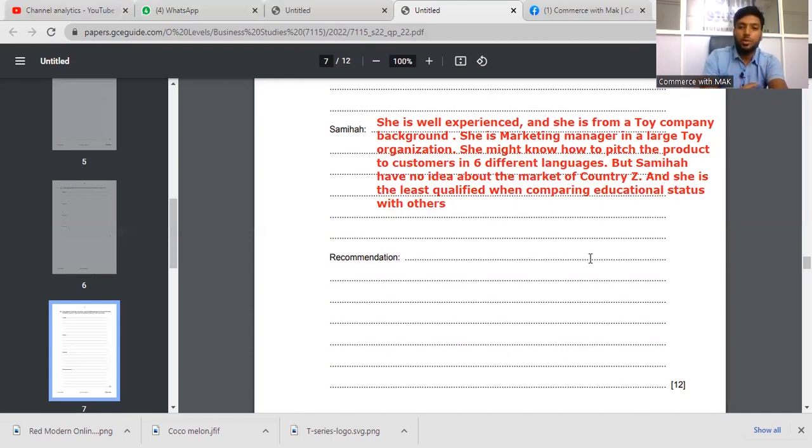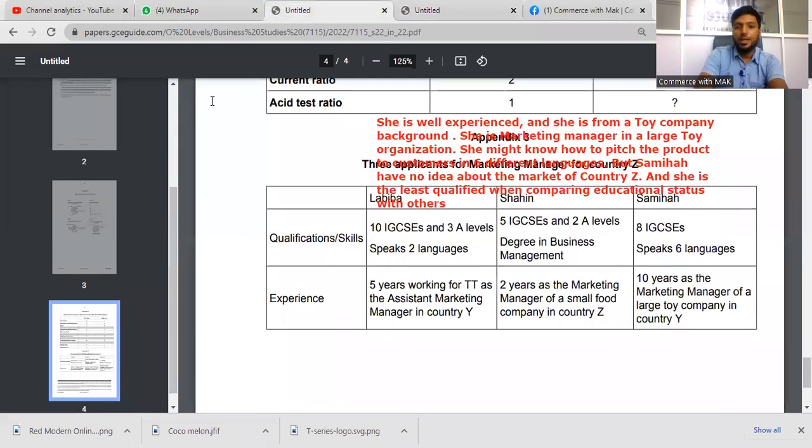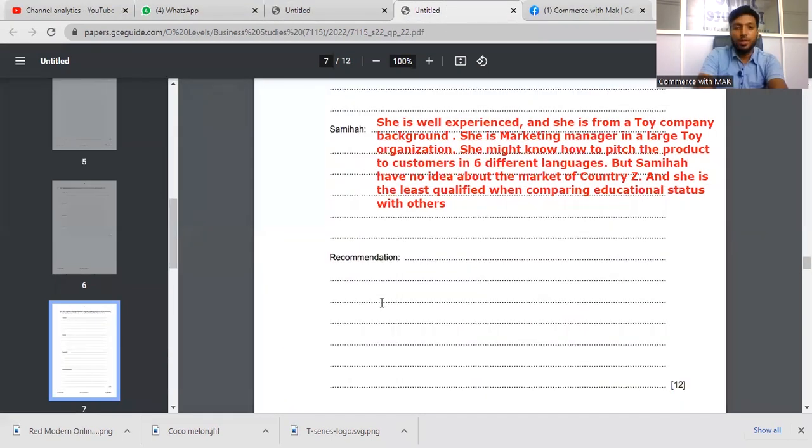She's having a good background. She's a marketing manager of a large toy company. She might know how to pitch the product to customers in 6 different languages, but Samiha has no idea about the marketing countries, and she's having the lowest qualification compared to others because she has only passed 6 subjects, if I'm not mistaken. Yeah, 8 subjects on IGCSE, not even having A levels.